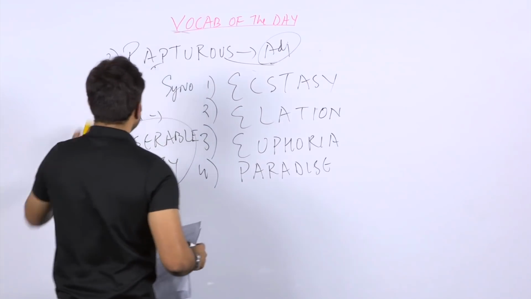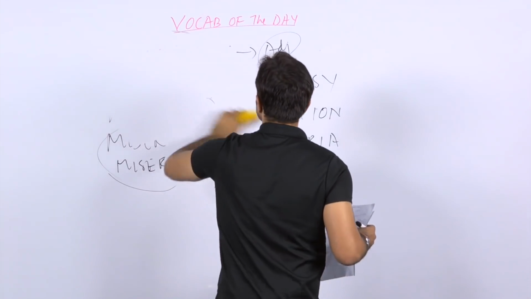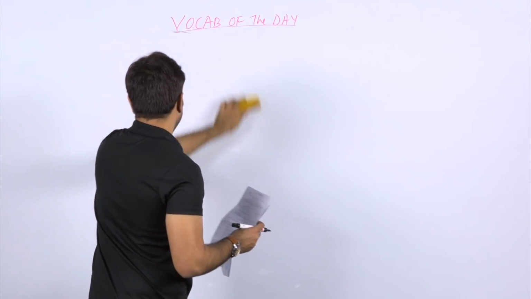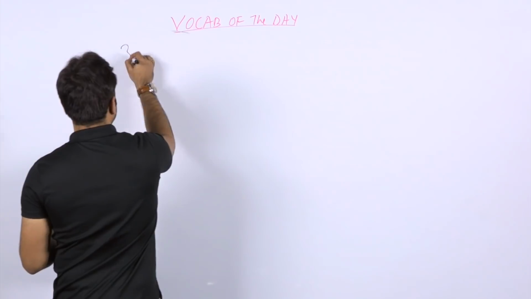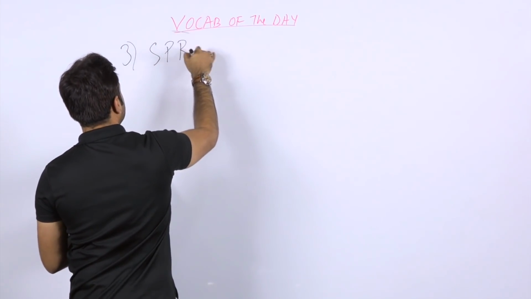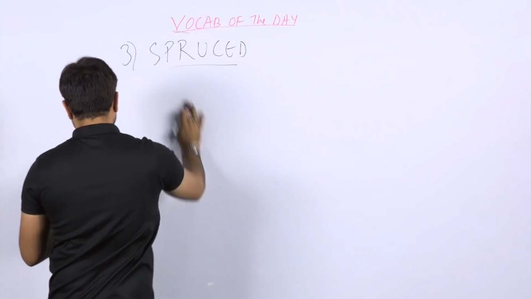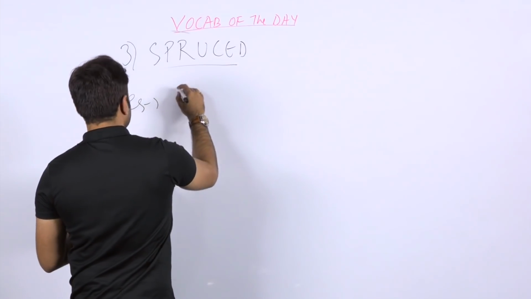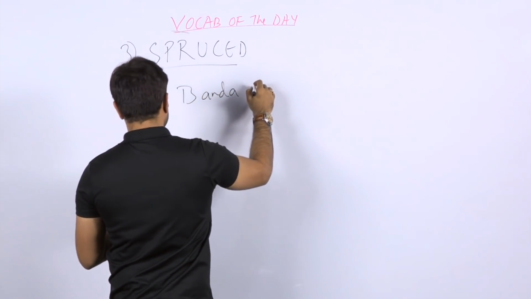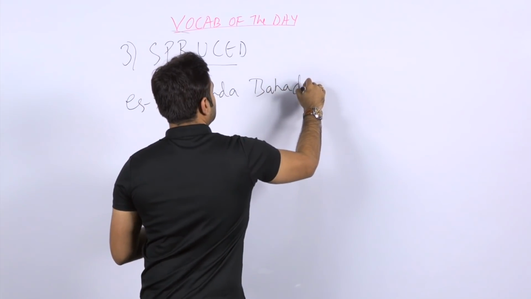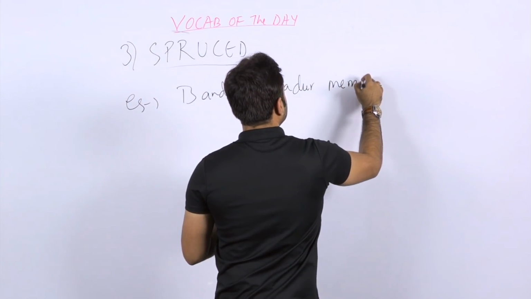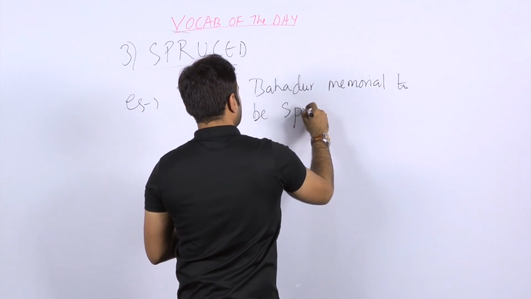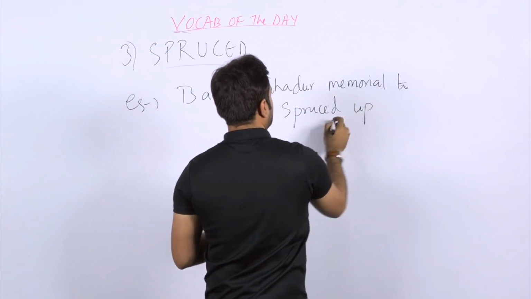Fine, let's proceed to the third word. The third word which we have taken today is spruced, and students, it's in fact a very interesting word. How can you use this word? First of all, let's write on the board: SPRUCED. Fine. The word is nice, actually it means also nice. What is the sentence? The sentence from a newspaper says: Banda Bahadur Memorial to be spruced up.